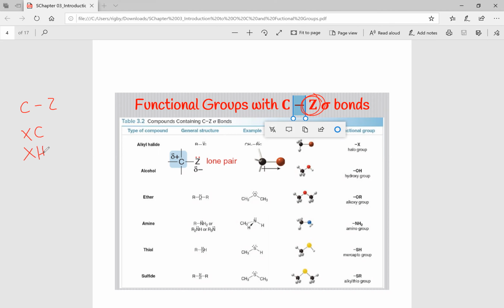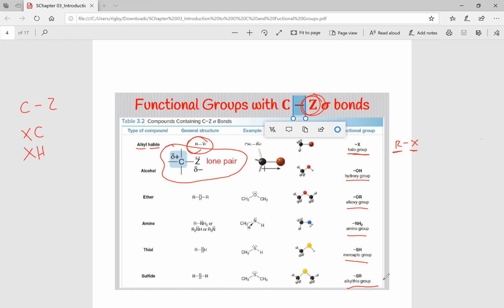So you can see here, what I talked about earlier was an alkyl halide. You can't really see it here because it's being sort of blocked by this graphic here, but it's generally the R attached to an X. Again, our R is just our carbon background, our alkyl chain. X is any halogen. And then these are like what the groups are named. So a halo group, a hydroxy group, an alkoxy group, an amino group, a mercapto group, and an alkyl thiol group.